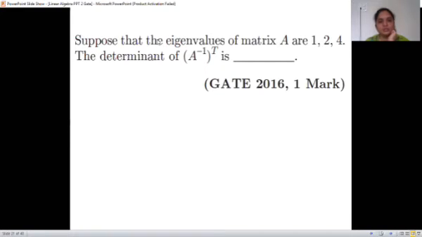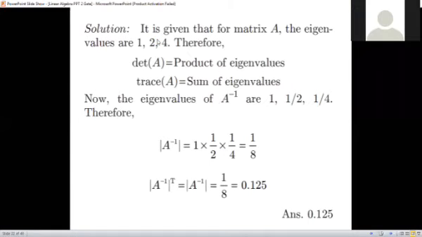What is the determinant? Definition in terms of eigenvalues. Determinant is equal to the product of eigenvalues. Yes, product of eigenvalues. Then just tell me the answer. We have found the eigenvalues of A inverse, and then A inverse transpose. 1 by 8. Okay, we'll check the answer. Yes, correct. Your answer should be 1 by 8.